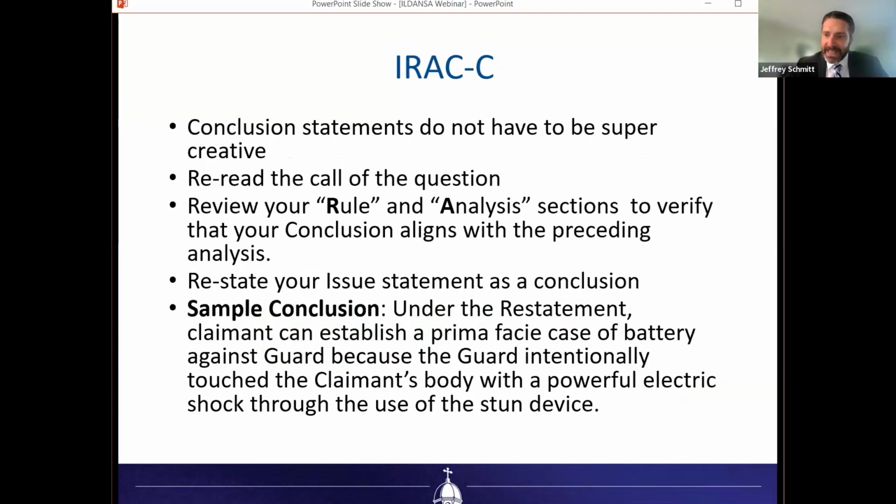Then your conclusion, again, is essentially just restating your issue, but you're giving the answer, right? Yes, there was a battery. No, there was not.